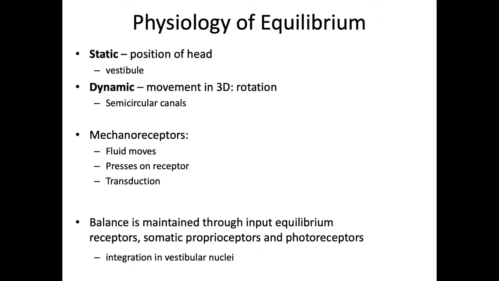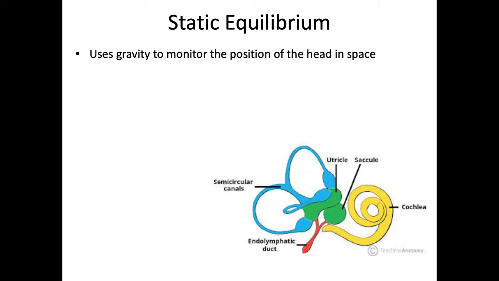These vestibular receptors send information to the vestibular nuclei in the pons and the medulla, where this information, as well as input from somatic proprioceptors from the muscles and tendons and joint capsules, as well as visual information from the photoreceptors in the eyes, is all integrated together. Let's talk first about static equilibrium. Static equilibrium is used to determine the position of the head relative to gravity.